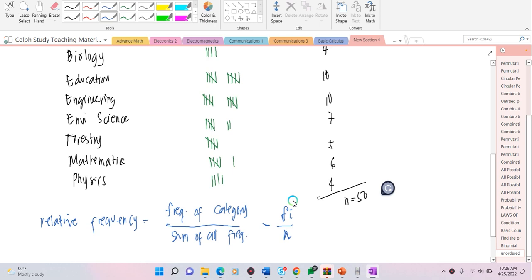Okay, so take note that the sum of all frequencies or relative frequencies should be equal to 1. So take note, the sum of all relative frequencies should be equal to 1, or approximately equal to 1 if our relative frequencies are rounded off. So approximately equal to 1 if you rounded off.